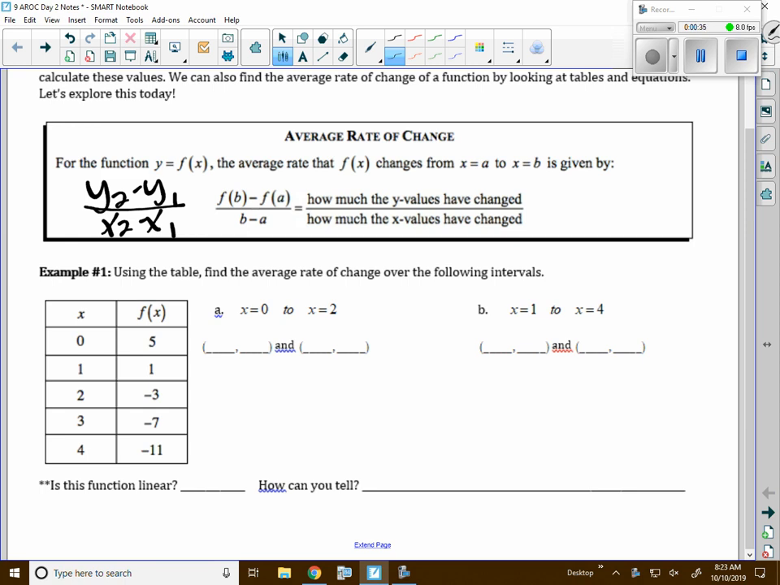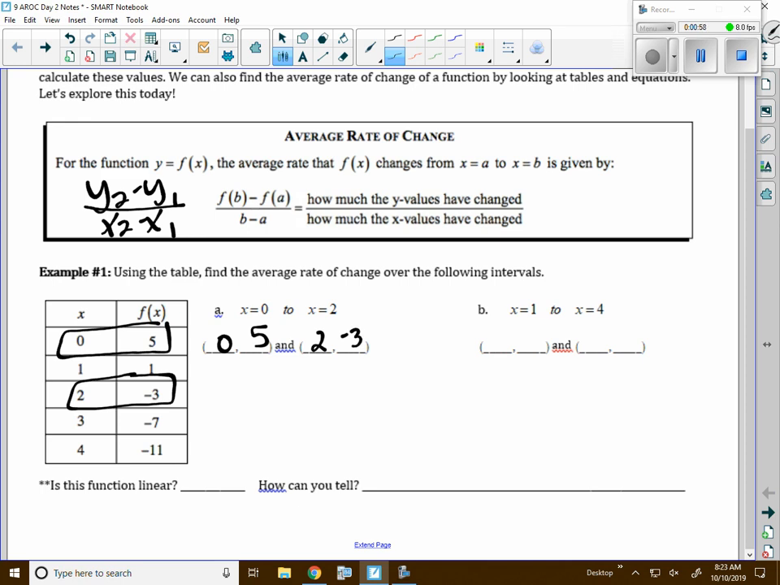So go ahead and fill in. Remember we did this part yesterday? I gave you the x values. You just have to pick out the y values that correspond. So when x is 0, what's y? 5. And we can find that right here from the table. When x is 2, y is -3.